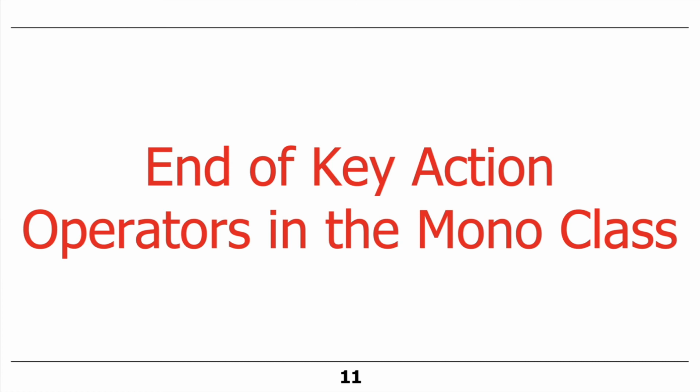So that's the end of the key action operators in the Mono class. There's a bunch of other action operators. There's doOnError and all these other things, which we will perhaps talk about or perhaps not. But the key one we're going to look at here is doOnSuccess. And all the action operators have the same characteristic. They don't modify the mono contents. They just have a side effect that does something, log or print or whatever.